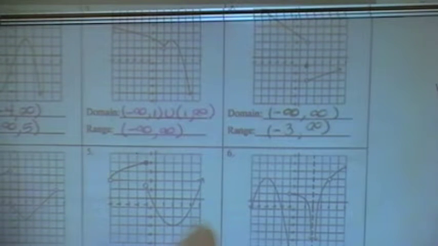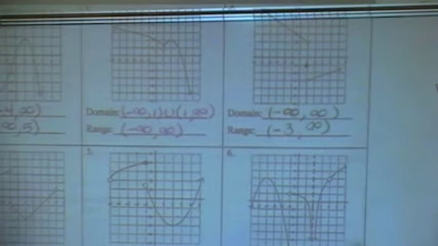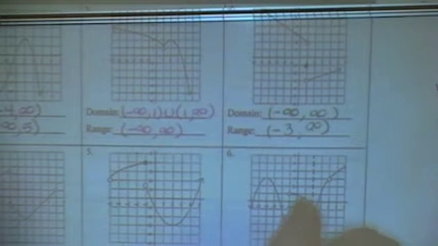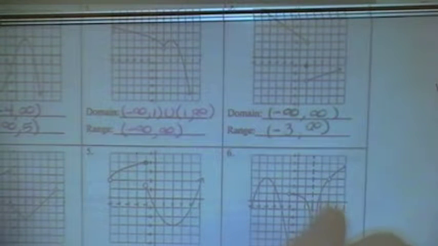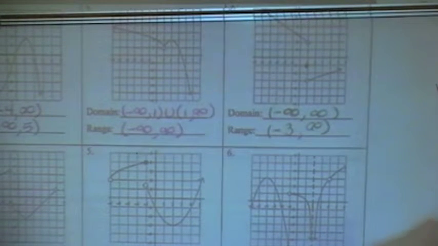Our first bracket. We've got a bracket on -3 because it does actually touch -3 right here. And then because of that arrowhead, it gets onto infinity. Okay, let's see. This is going to go negative infinity to 2, where the asymptote is. And then 2 to 4. And then 4 to infinity. And then it's going to go negative infinity to infinity.